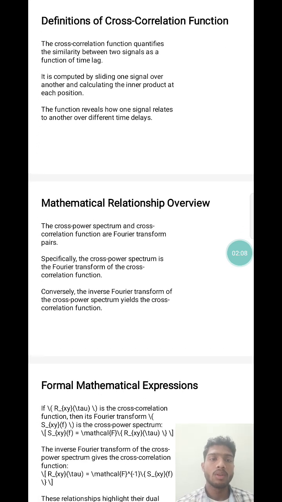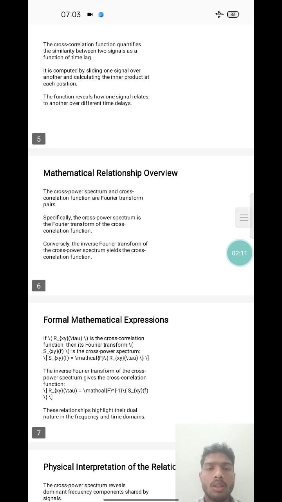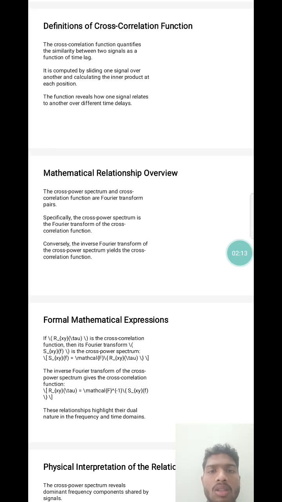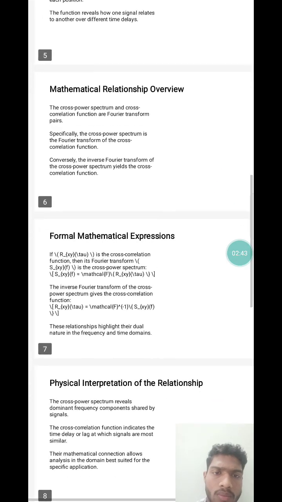Mathematical relationship overview. The cross power spectrum and cross correlation function are Fourier transform pairs. Specifically, the cross power spectrum is the Fourier transform of the cross correlation function. Conversely, the inverse Fourier transform of the cross power spectrum yields the cross correlation function.